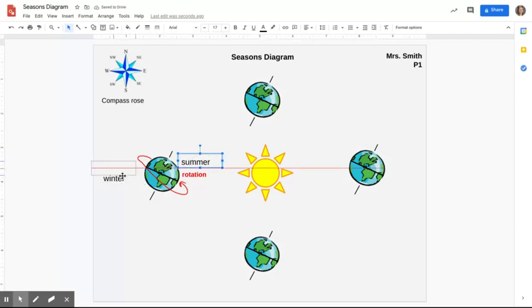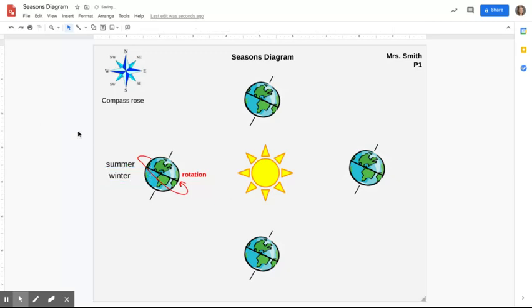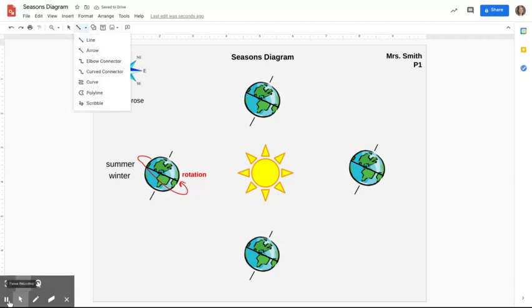So just to keep things organized, I'm going to put these over here on the side, and I'm going to put a line in between them so that I know what I'm looking at is the northern and southern hemisphere. The north will be on top and the south will be on the bottom. My line's going to be tricky, but at this time, go ahead and pause the video and label summer in the northern hemisphere for this globe right here and winter in the southern.